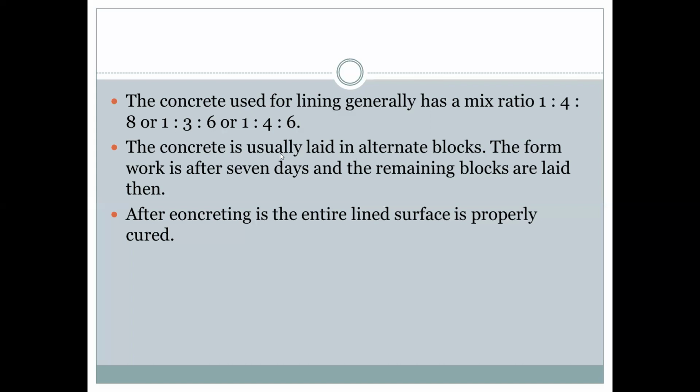So this concreting is done by laying the concrete layer in alternate blocks, in parts. This concreting is done.